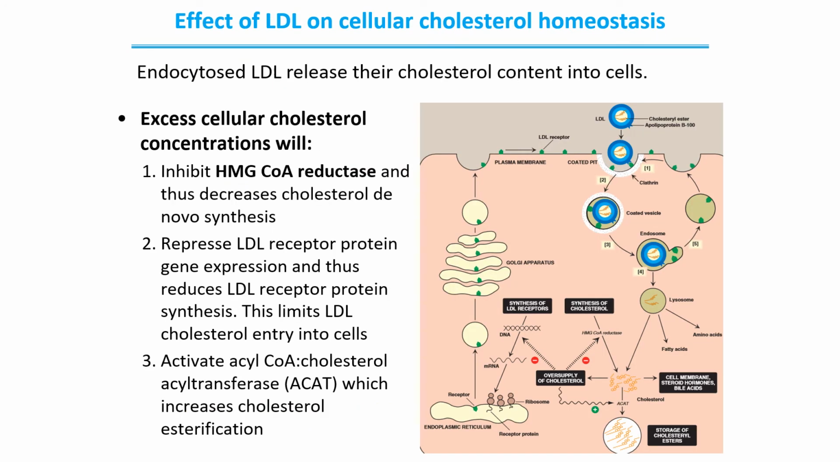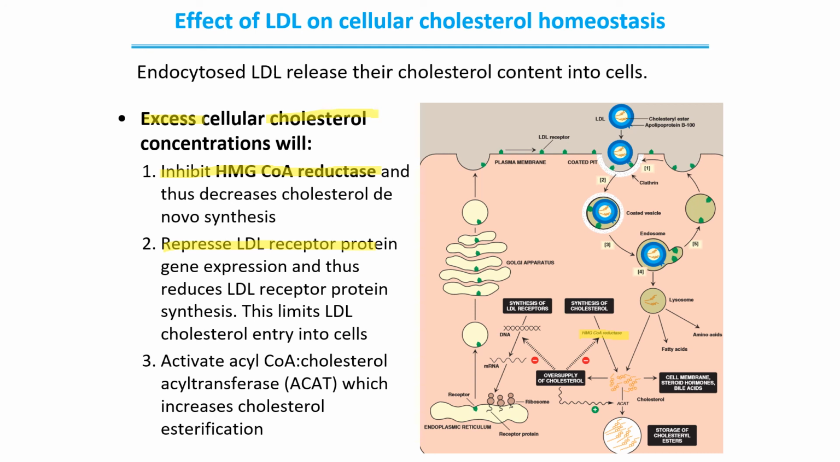Then is the last part, as I explained already. When we have excess cholesterol, meaning high levels of cholesterol, what will its effect be? It inhibits this HMG CoA reductase enzyme, as I just told you, to stop the synthesis of cholesterol. It will repress the LDL receptor protein gene expression, so we will not make too many receptors. So receptor synthesis will be stopped basically. So this limits the LDL cholesterol entry into the cell, so that we will not be taking more LDL inside the cell, because there won't be many receptors present.